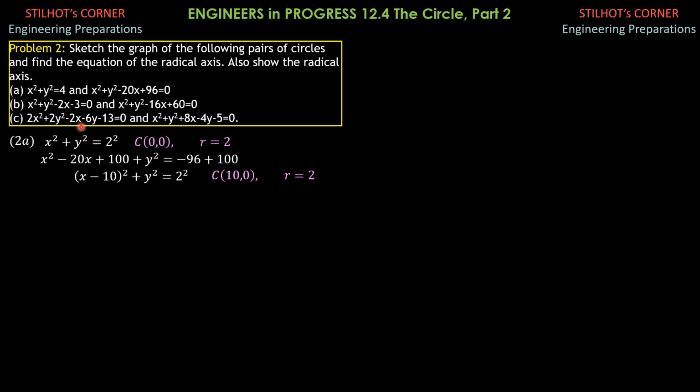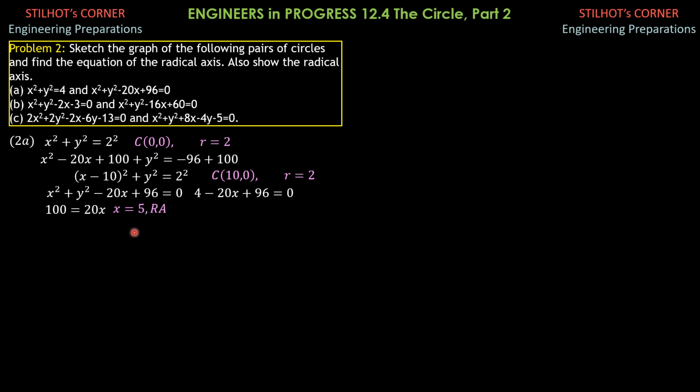So for the second equation, we simply replace x squared plus y squared by 4. So that's the technique. We eliminate the x squared and y squared terms. So x squared plus y squared minus 20x plus 96 equals 0. We replace x squared plus y squared with 4. So 4 minus 20x plus 96 equals 0, or 20x equals 100. 100 equals 20x, so x is 5.